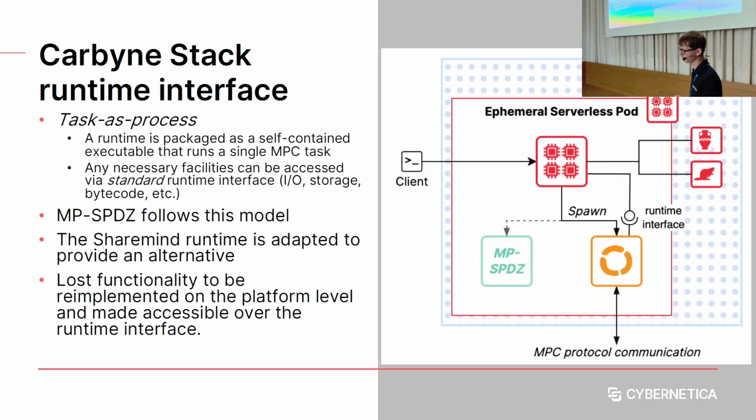First, we'll take this task as a process approach, which means basically that the MPC runtime is packaged as a self-contained executable that just runs a single task and then exits. So it just finds its, in our case, 2 friends on the network, does its computation, which means basically runs a single Secrecy program and then exits. And all of the supporting facilities are then provided by the platform, in this case meaning Carbyne Stack.